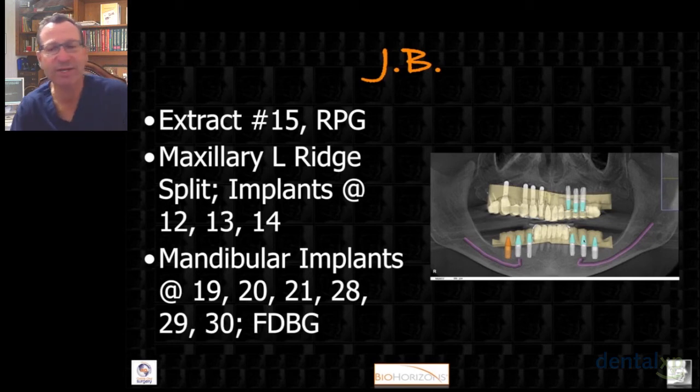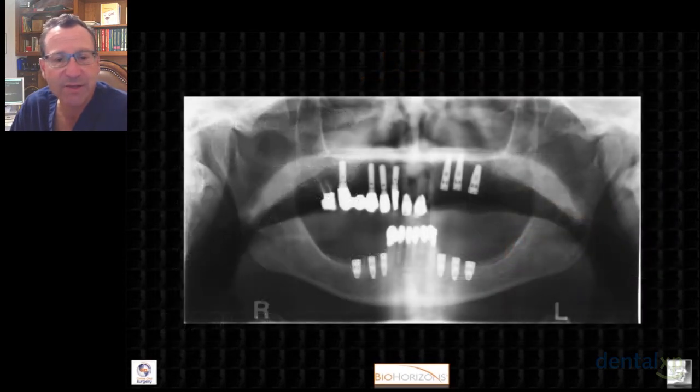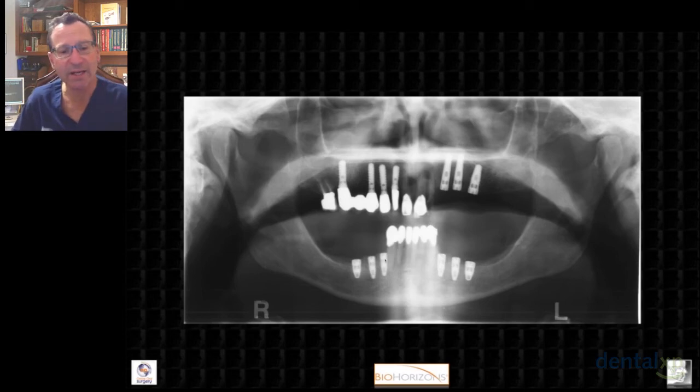So our plan in this patient is to extract tooth number 15 and then do a left maxillary ridge split to widen the ridge and place implants at 12, 13, and 14, and then place the implants in the mandible, 3 on the right, 3 on the left, and do some freeze-dried bone grafting on the facial in a few of the sites. This is the patient's immediate post-op panoramic, and on the pano, it looks like this is a little close. Clinically, it actually wasn't that close.